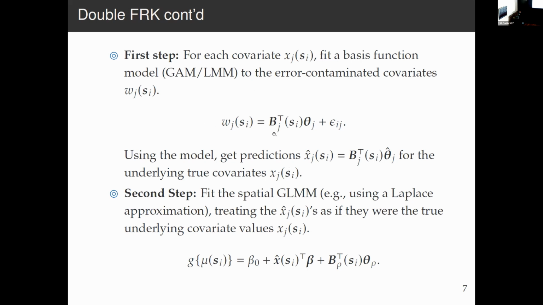So in the first step, we fit this LMM, we can get predictions. And then in the second step, you just plug in those predictions x hat. So instead of using W, we use x hat. And that's going to be better than W because we've predicted it. So the predictions are predictions for the true underlying covariate, as opposed to just some error contaminated version of the true underlying covariates. So in the second step, we just fit the spatial GLM as usual, using something like Laplace approximation. And you just plug in x hat instead of W.